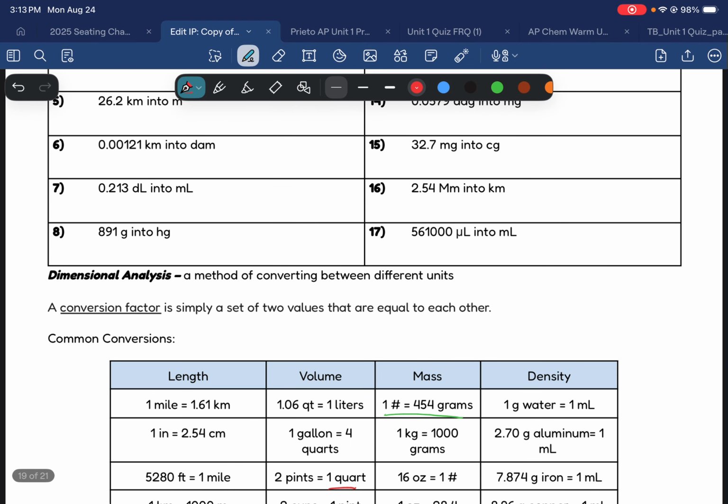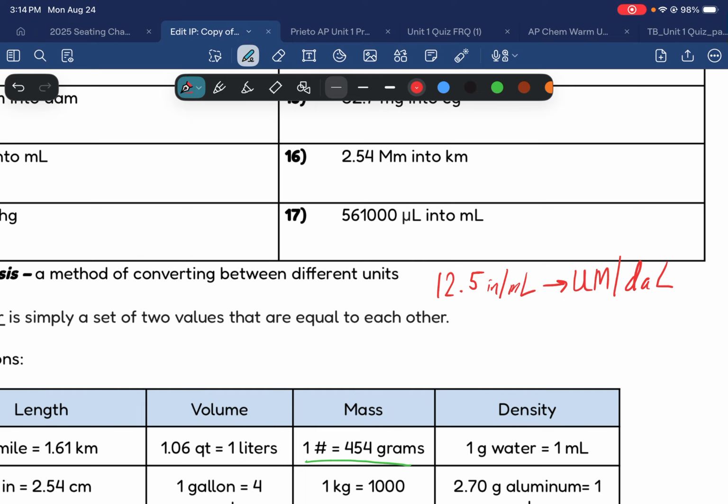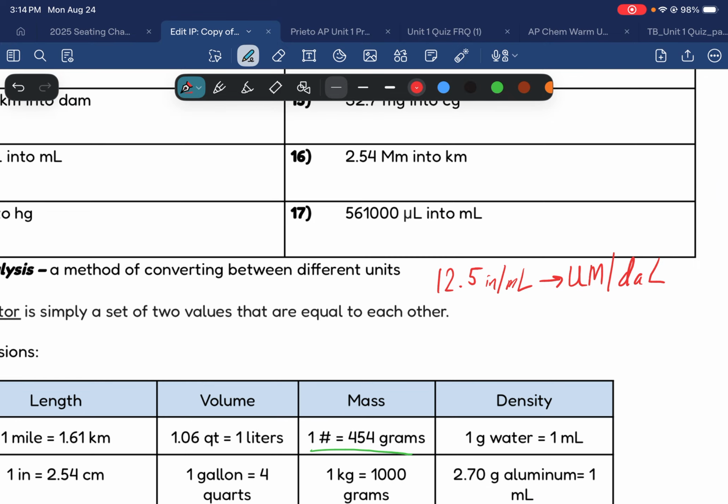Let's say I have 12.5 inches per milliliter. It's weird stuff, but you know what? It's for the practice. And I'm going to convert that to micrometers per deciliter. So the DAL, or you see it as capital D, L, whatever. So you're going to be in a little pickle here.